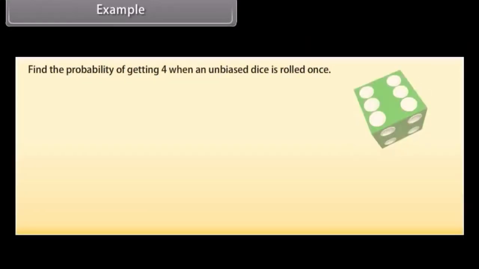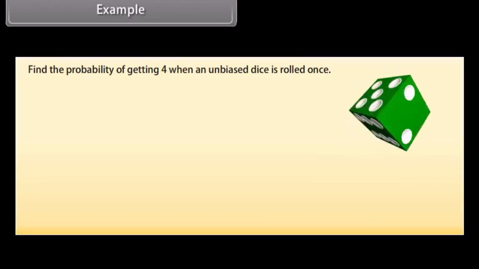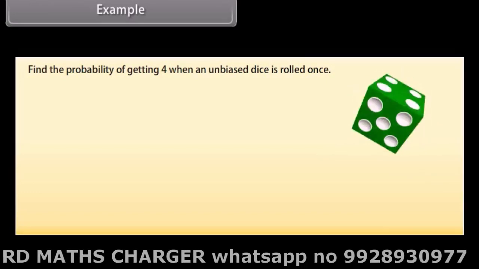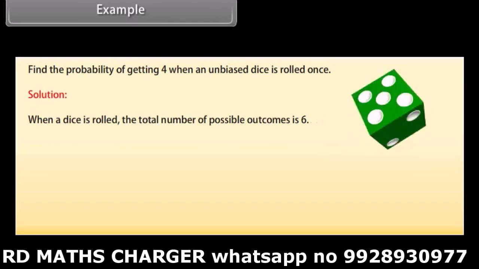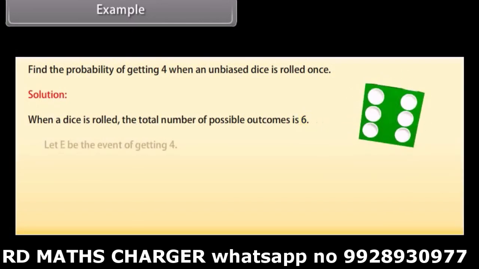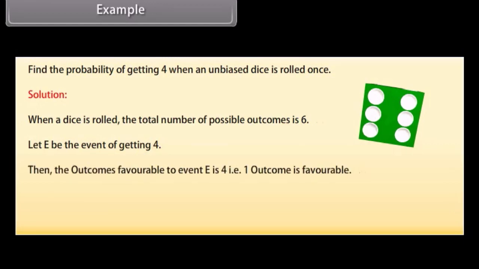Example. Find the probability of getting 4 when an unbiased dice is rolled once. Solution. When a dice is rolled, the total number of possible outcomes is 6. Let E be the event of getting 4. Then, the outcomes favorable to event E is 4, that is, one outcome is favorable. Hence, P(E) is equal to 1 upon 6.